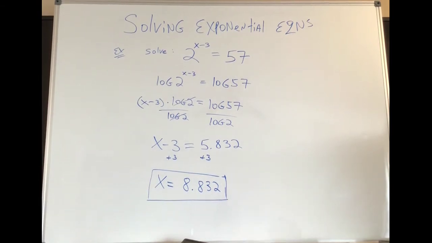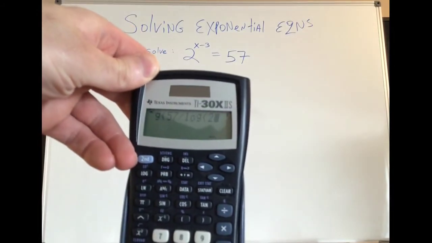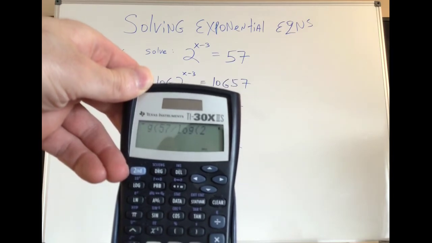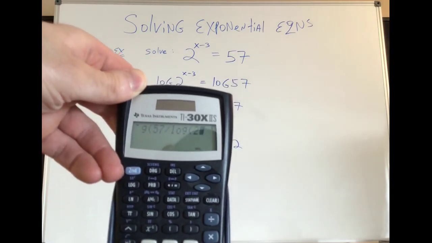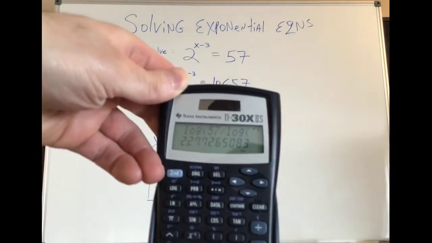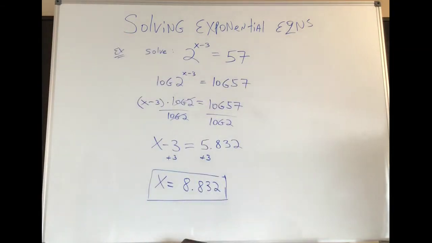Now, I want to show you the wrong way. I'm going to do log 57 divided by log 2. Now, I want you to see. You see? I didn't close the parentheses there. After I hit log 57, I just hit divide log 2 without closing the parentheses. And I get, well, gee, I didn't get the right answer. You have to be careful when you do this.